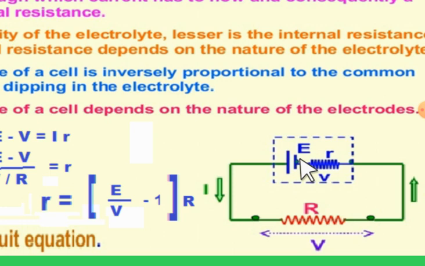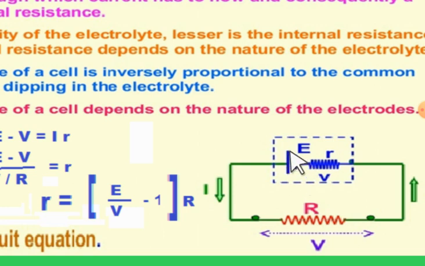Got it? So what happens? The larger the common area, the less the internal resistance. So your internal resistance is inversely proportional to the common area. The smaller the common area, the larger the internal resistance. Got it? And lastly, it also depends upon the nature of these electrodes.